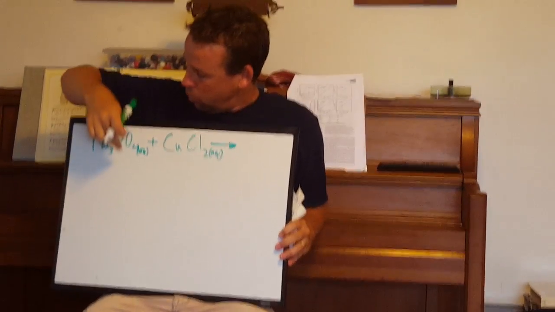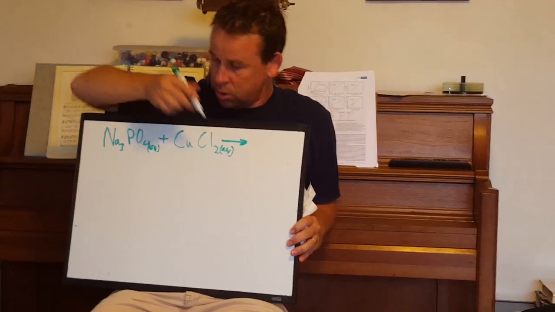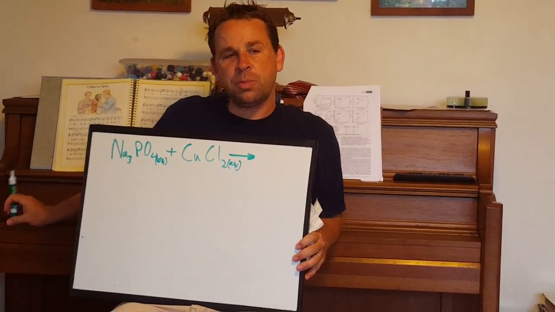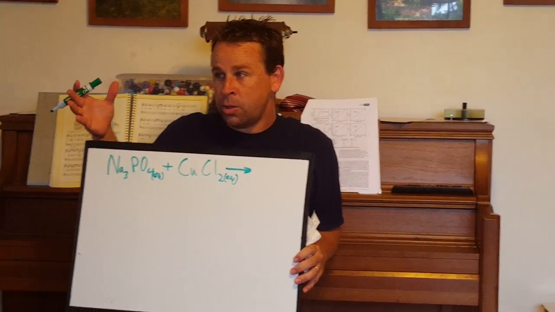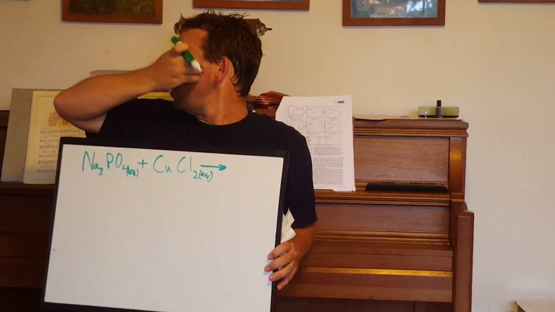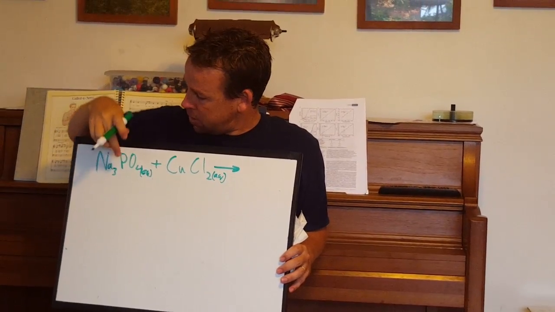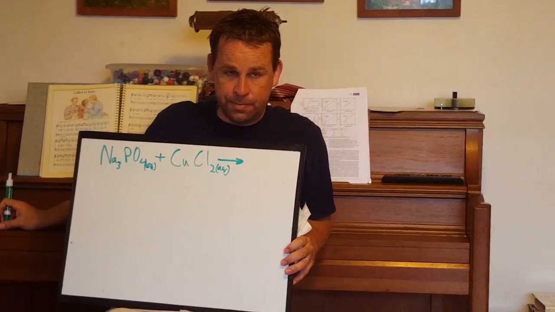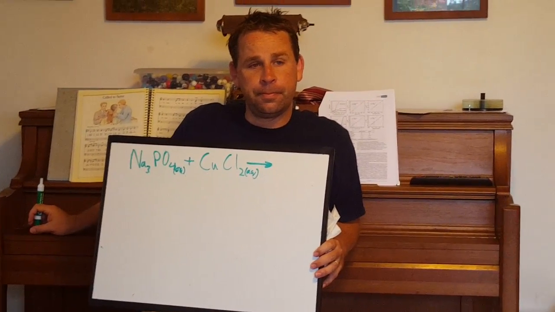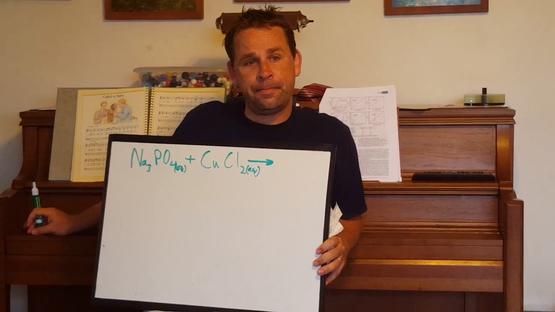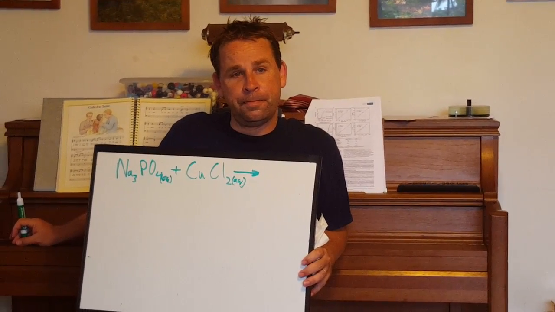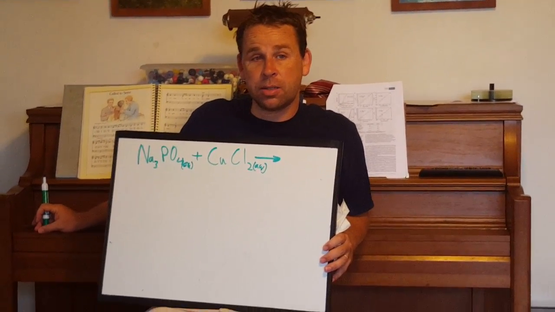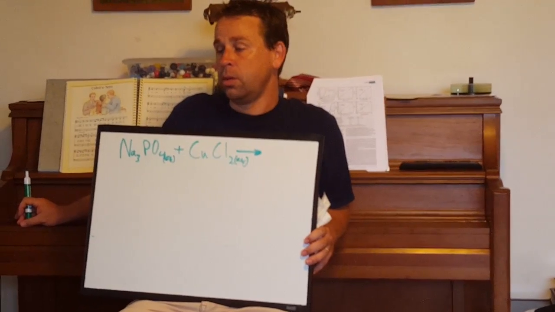Okay, so it says AQ and AQ, so what does that mean? They're both dissolved in water. When somebody writes this, they're not always going to be there to say this is in water and this is in water, so they just write AQ. And in the end, you'll get sodium chloride. Okay, AQ, and now we can predict the products. What will the products be?